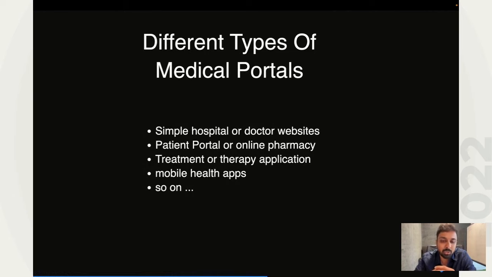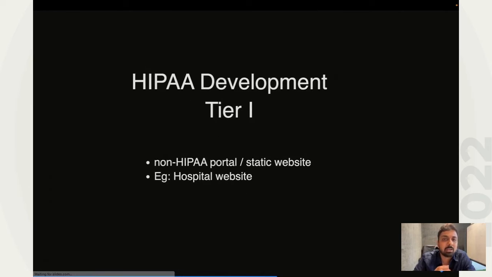Now, how do we do that? In order to do that, I have divided HIPAA compliance into three tiers: tier 1, tier 2, tier 3. Based on the complexity of the application, there are different variations of HIPAA implementation. So, we'll look into the next slides. The first slide is tier 1.